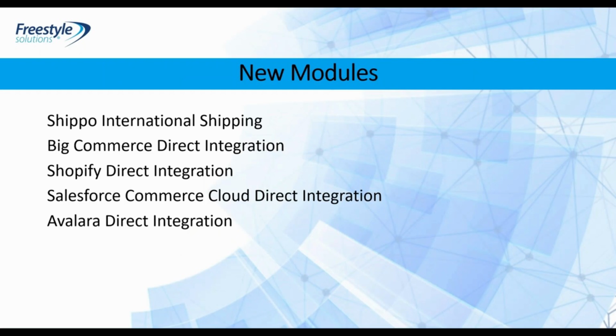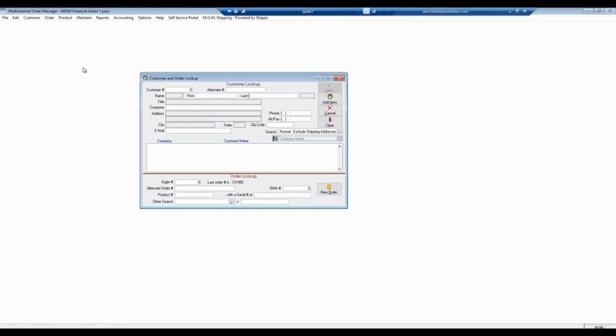We're going to go into our new modules. We're going to go into each one here, so I'm going to go down the list. We have Shippo International Shipping. We have the BigCommerce Direct integration, which we saw on our last webinar. We're also going to see the Shopify Direct integration. We have the Salesforce Cloud Direct integration, and we have Avalara. So I'm going to briefly show that within the M.O.M system so you get a sense of how they're going to work. Obviously, we're going to go in depth in some of these.